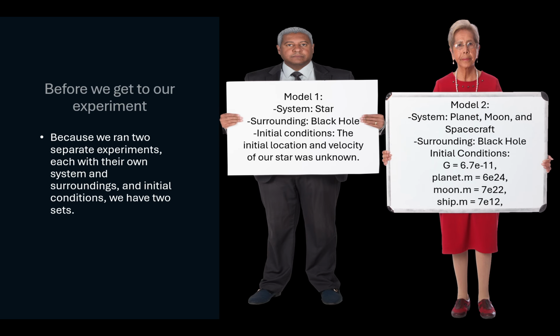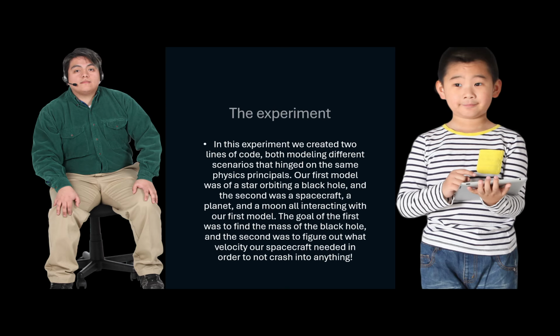Before we get to our experiment, because we ran two separate experiments, each with their own system and surroundings and initial conditions, we have two sets. For our first model, our system was the star, the surrounding was the black hole, and the initial conditions were unknown. There wasn't much going on in there. For our second model, the system was the planet, the moon, and the spacecraft, and again, the surrounding was the black hole. Our initial conditions were the gravitational constant, the mass of the planet, the mass of the moon, and the mass of the ship.